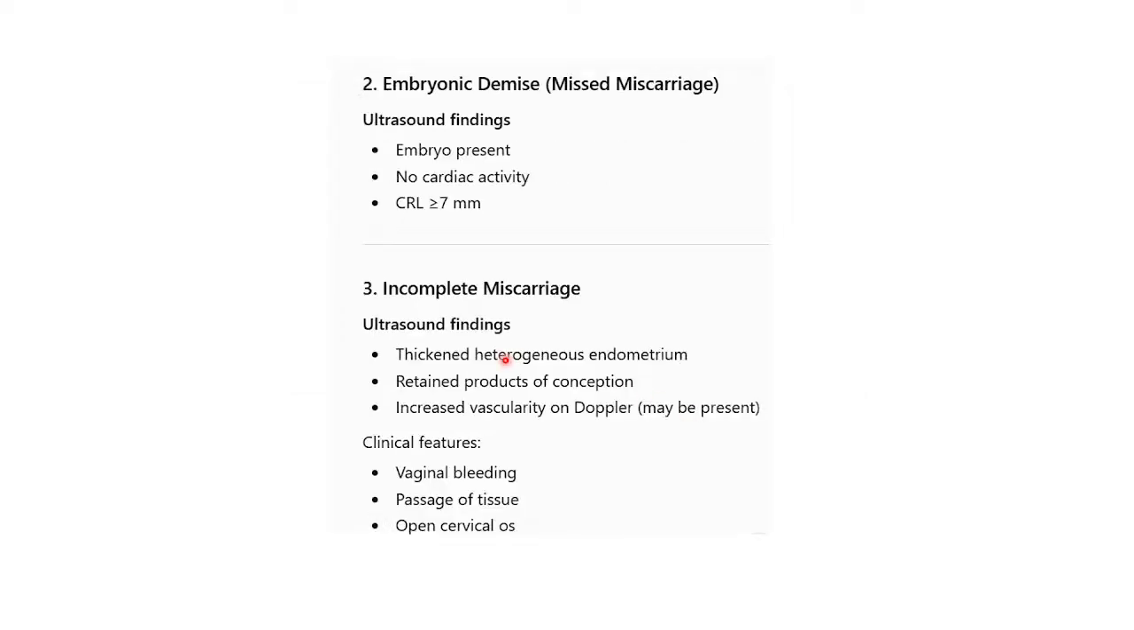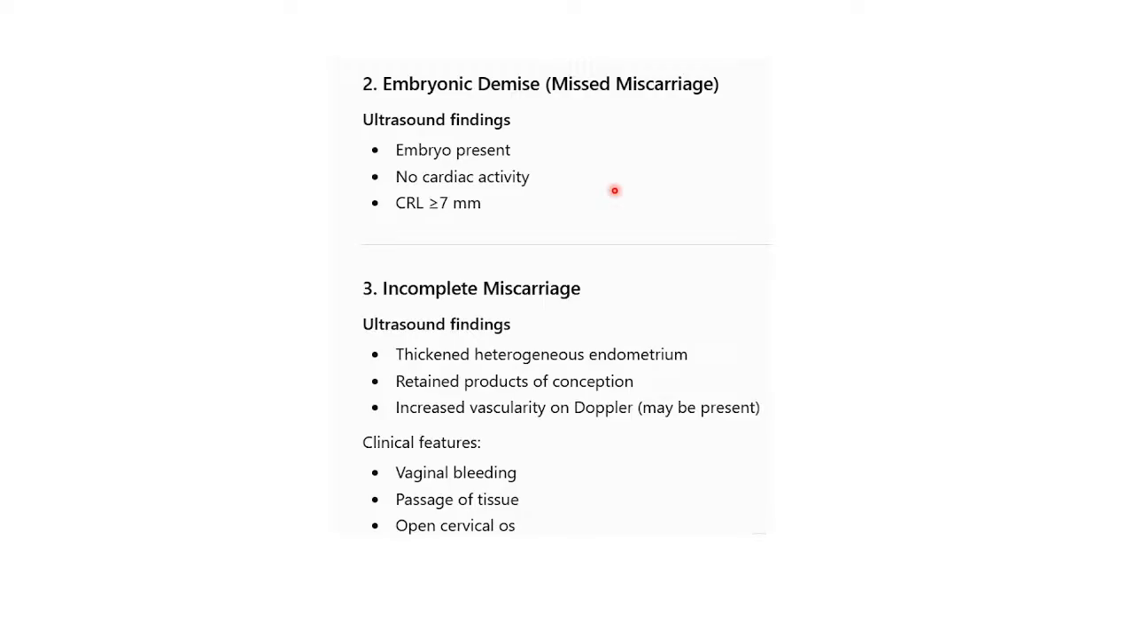So, embryonic demise or miscarriage. Ultrasound findings: you see an embryo is present, but there's no cardiac activity, and the crown rump length is above or equivalent to 7 millimeters. So don't just rush to say that you are seeing a case of a missed abortion when it's not measuring less than or equal to 7 millimeters.